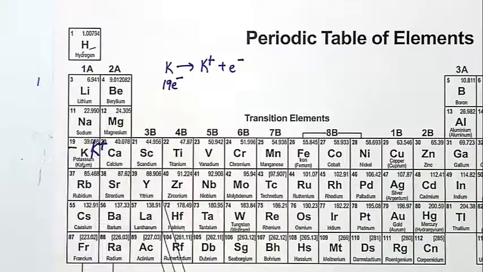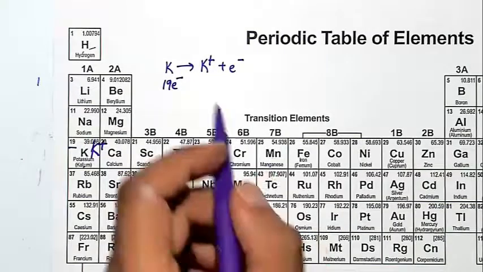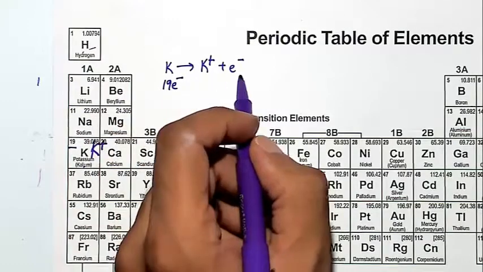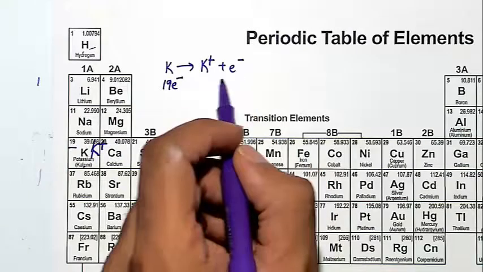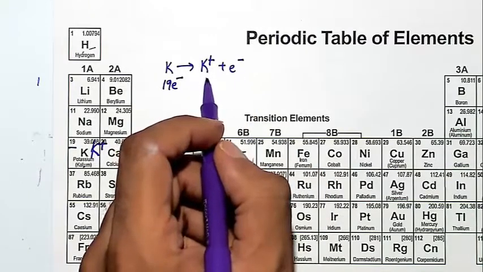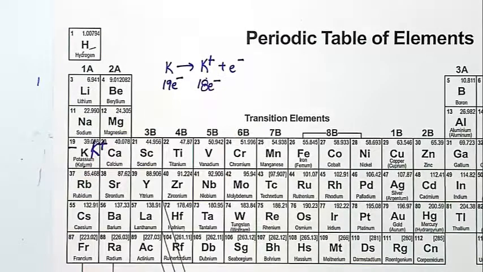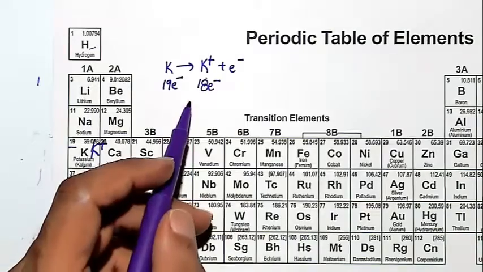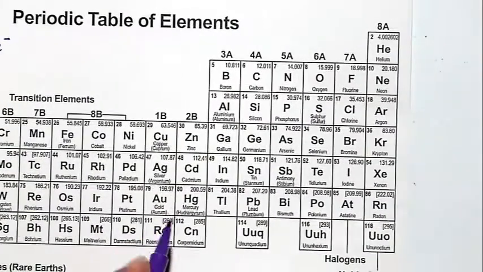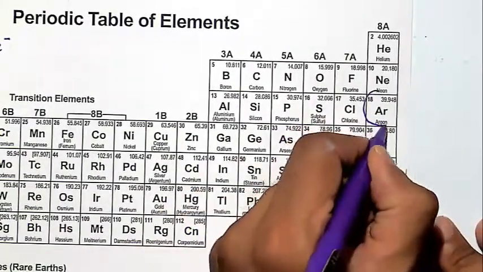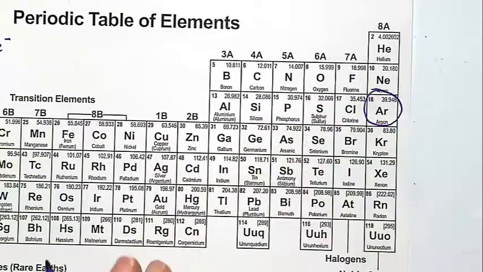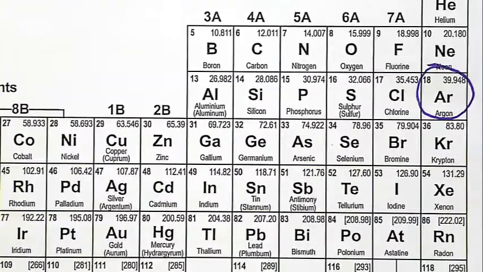Potassium plus, remember, has given off that one electron. Now, how many electrons does this species have? 18 electrons. What other element in the periodic table has 18 electrons? It's the nearest noble gas, argon, that has 18 electrons.